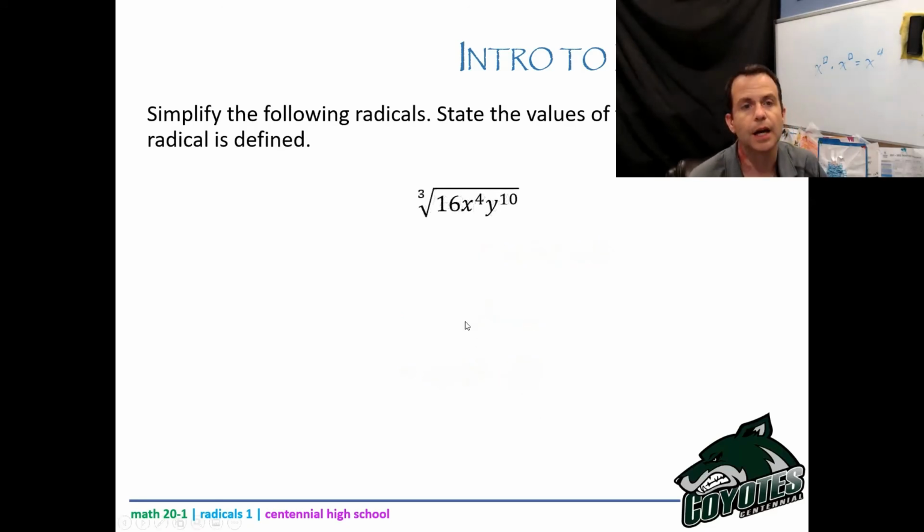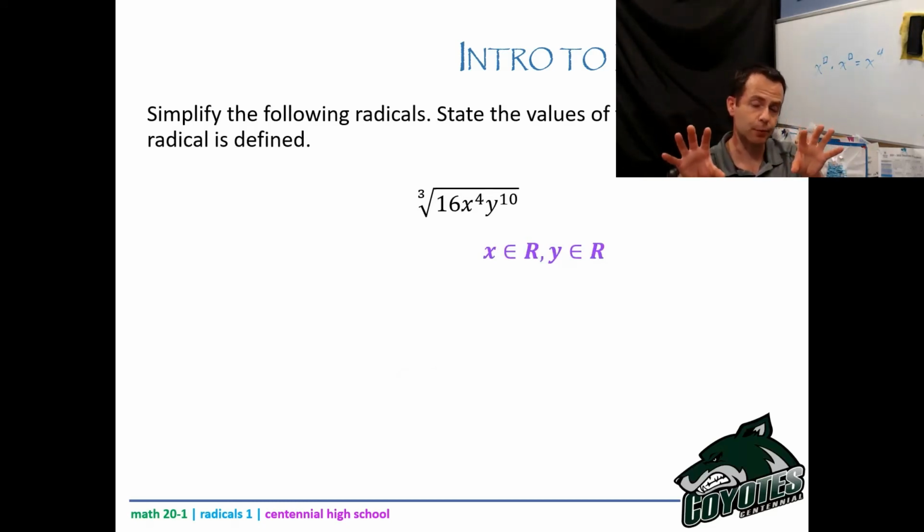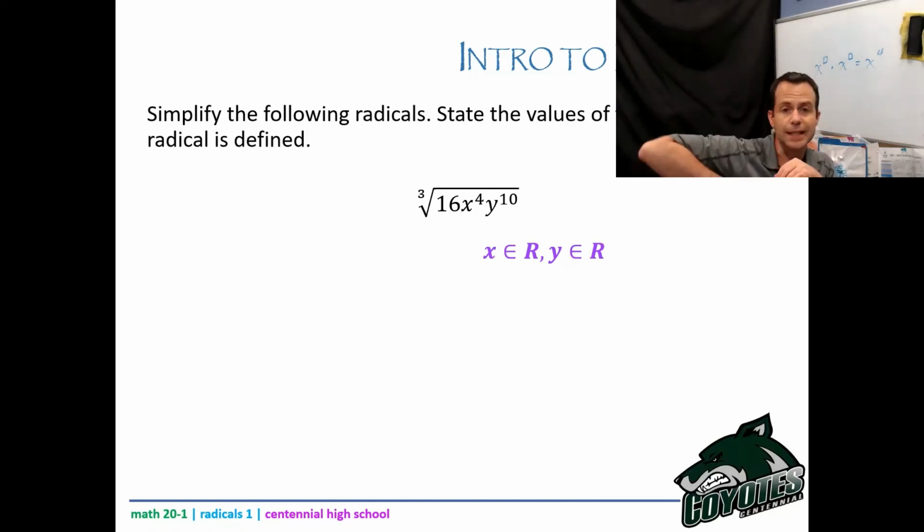Okay, same conversation, it's just we're dealing with cube roots now. As soon as we're dealing with cube roots, it doesn't matter whether the x and y have even exponents or odd exponents. I can take the cube root of a positive and of a negative, so they are both members of the reals. Same thing, I'm going to separate it into my perfect cubes and my leftover bits. For 16, that means an 8 in my perfect cube and a 2 in my leftover bit.